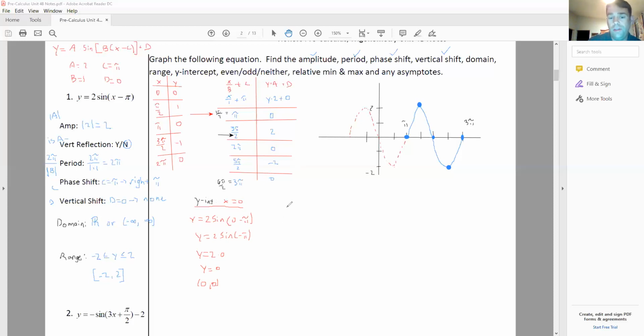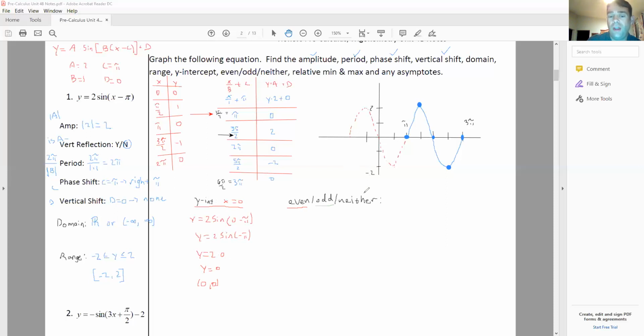Now, even, odd or neither. This is where we look at our graph and say, all right, even means I'm going to have a relative min or max on the y-axis. A relative min or max on the y-axis. I don't have that. Okay, you have to go back and look at what we had before. Even: relative min or relative max on the y-axis.